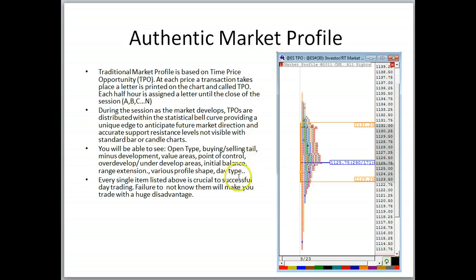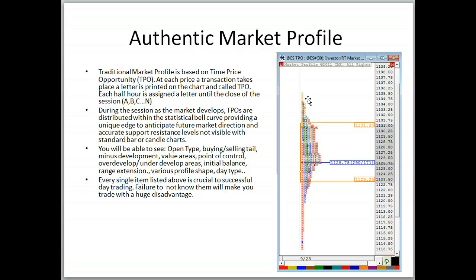You will be able to see areas of overdevelopment, underdevelopment. In such case, above the POC is very developed, below the POC is very underdeveloped. If this market was still open, that would have increased the likelihood for price to come down and develop the areas that needed TPOs. You will be able to see the initial balance, which is the range of the first hour. You will be able to see if there has been a range extension, meaning when the range of the first hour was set, if price is exiting out of it or not.